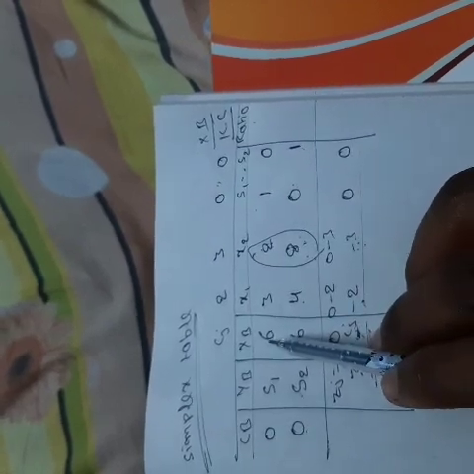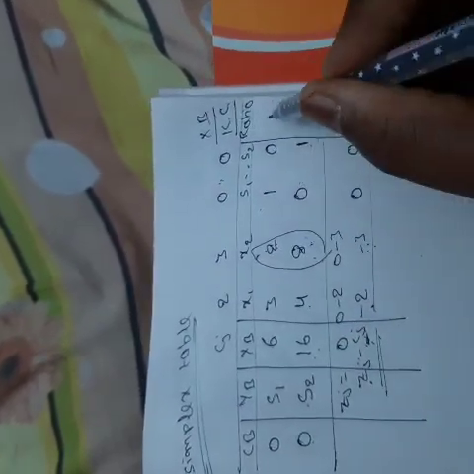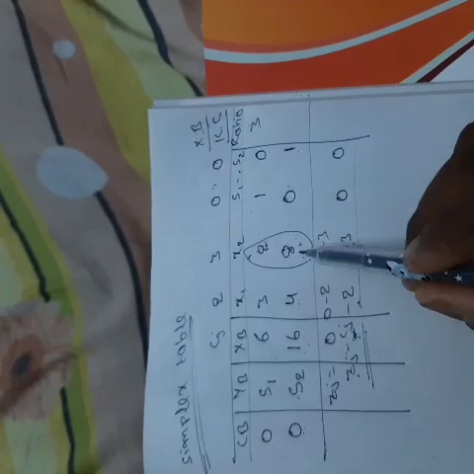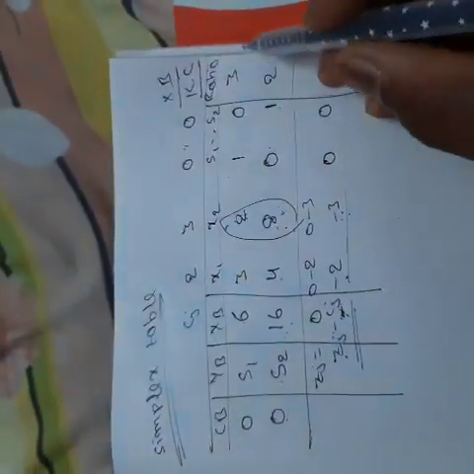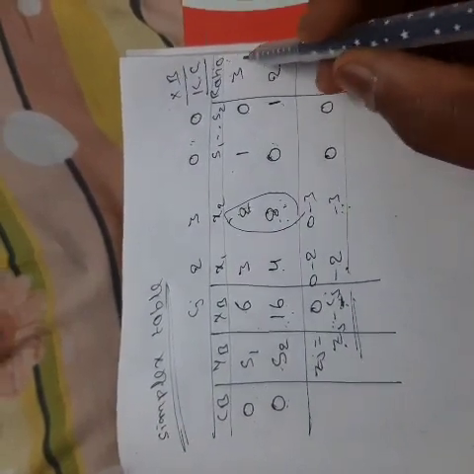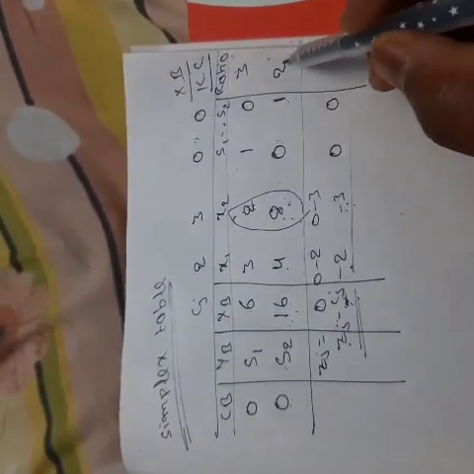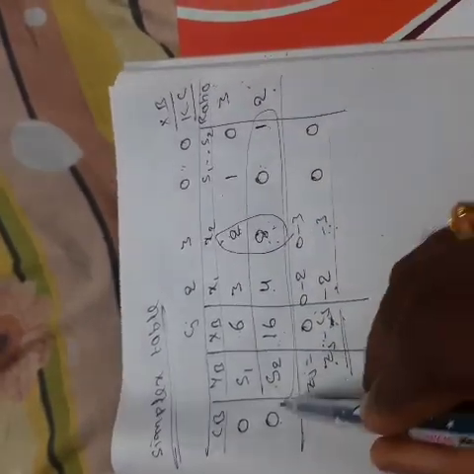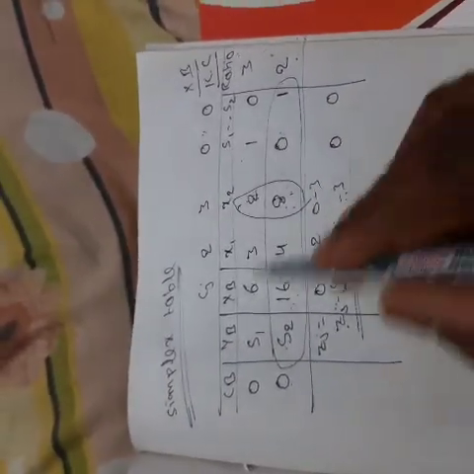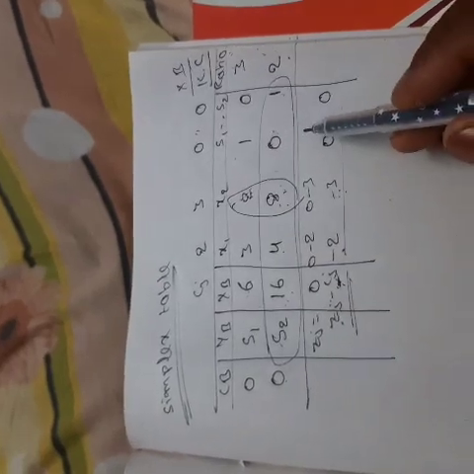So the first value is xb 6 by 2. 6 by 2 means 3. 16 by 8, that value is 2. You have to select the minimum value in these ratios. So the minimum value in the ratio is the second one. Therefore this row, this entire row is called the key row.